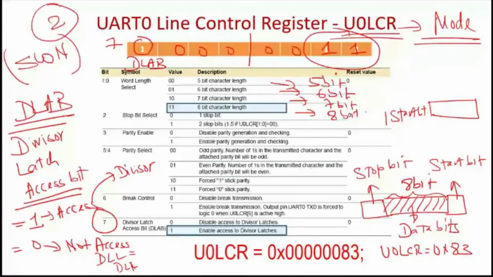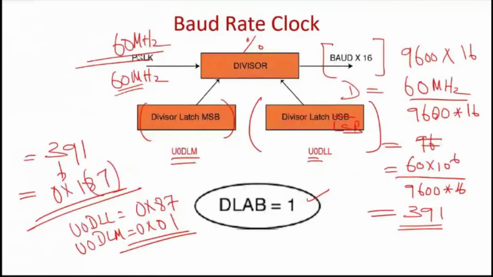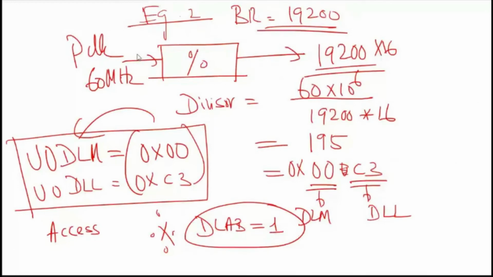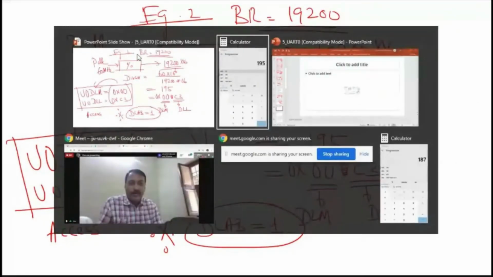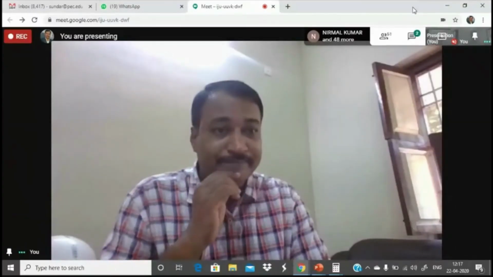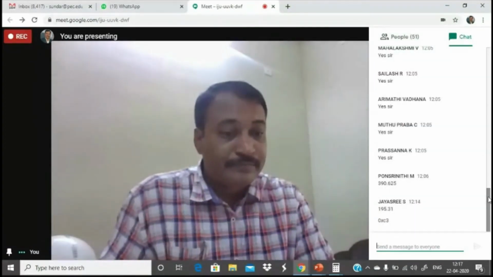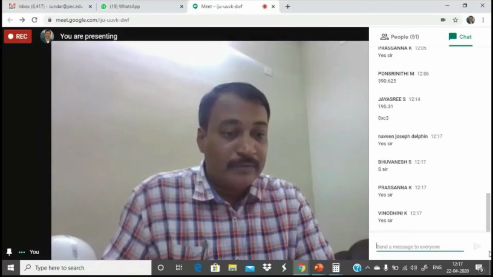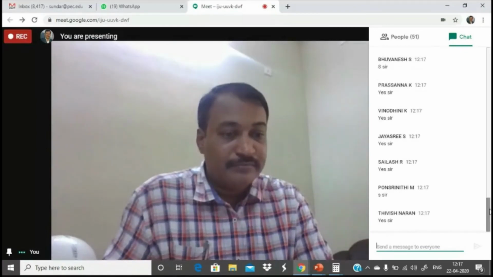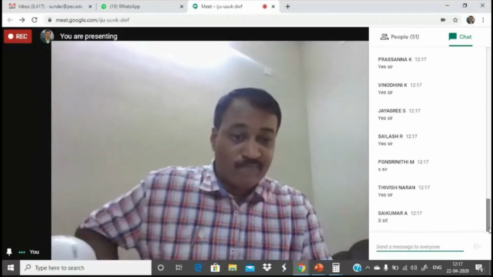DLL and DLM, so XX, YY you can write. If you don't put a 1 here, you can no longer write values into it. Okay, so that is the reason why we put DLAB bit equal to 1. I want to know whether all of you are with me and you are following what is going on here. Clear, all of you? Okay.